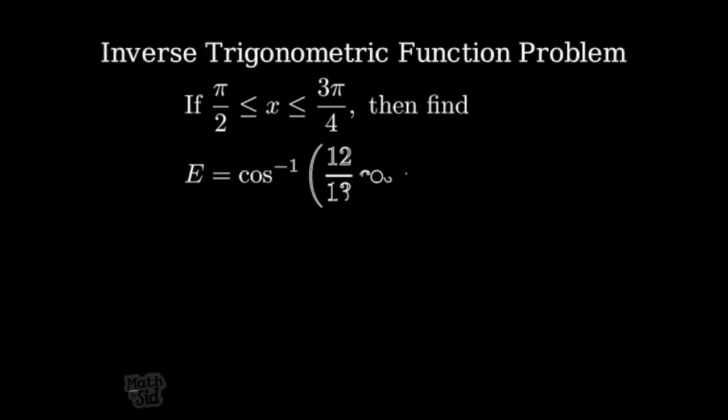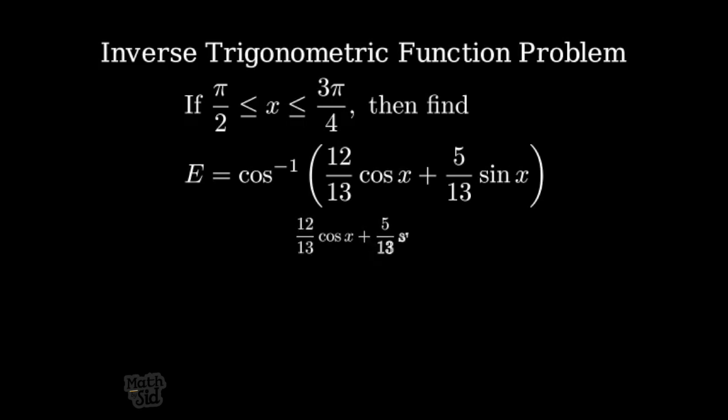We are asked, if pi over 2 is less than or equal to x, which is less than or equal to 3 pi over 4, then what is the value of the inverse cosine of 12 over 13 times cosine x plus 5 over 13 times sine x? Our goal is to simplify the expression inside the inverse cosine.